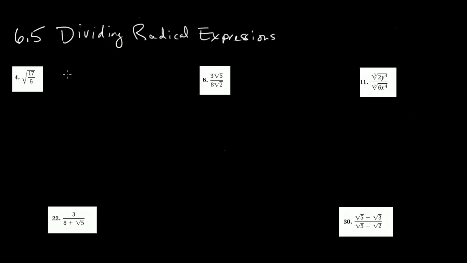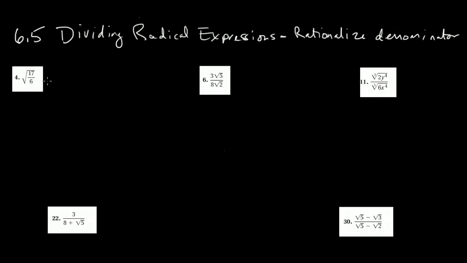In the last video, it was hinted that it wasn't rational to have a radical in the denominator, so we need to take a look at how to divide radical expressions, and basically we need to rationalize the denominator. So here's a few problems to help us out.